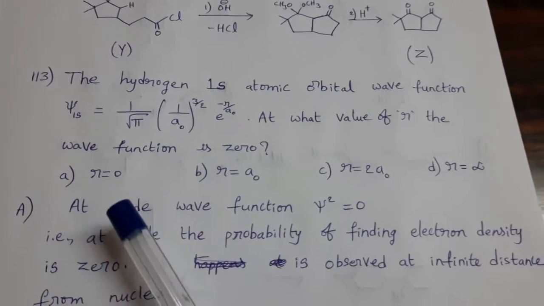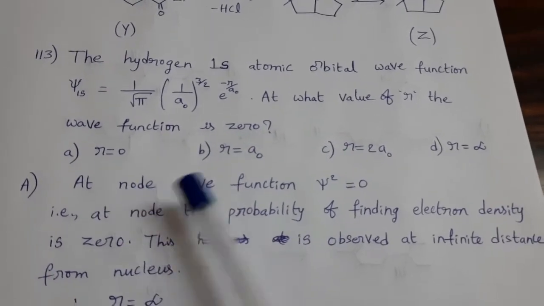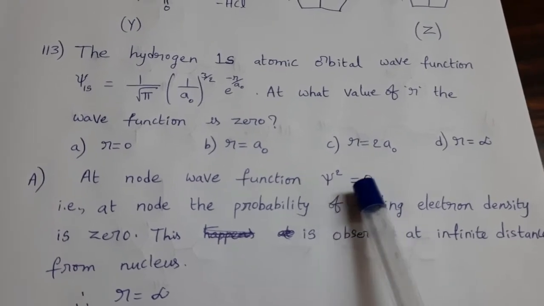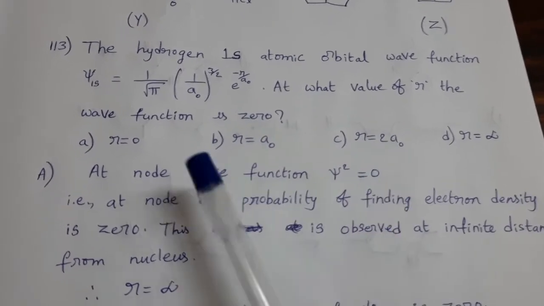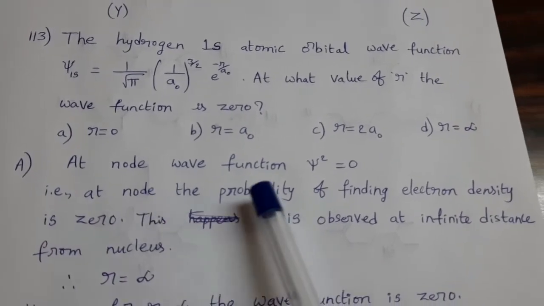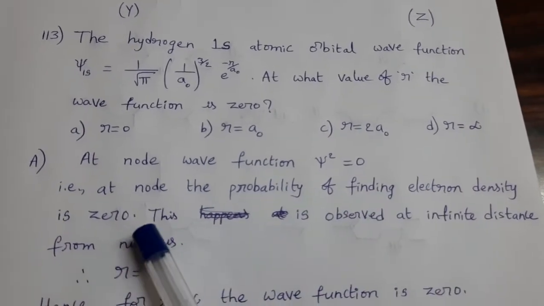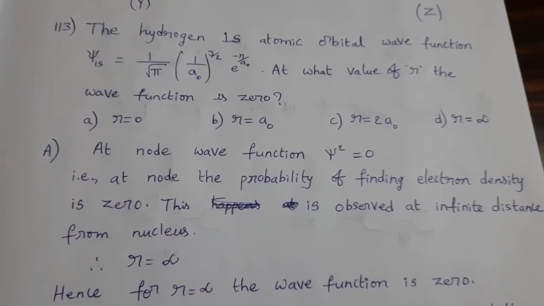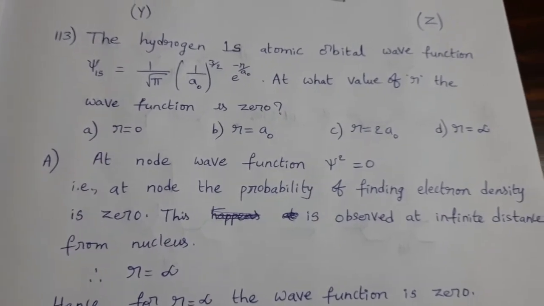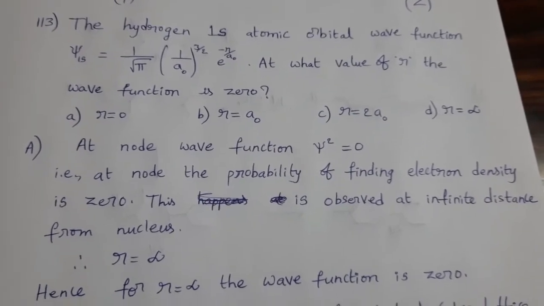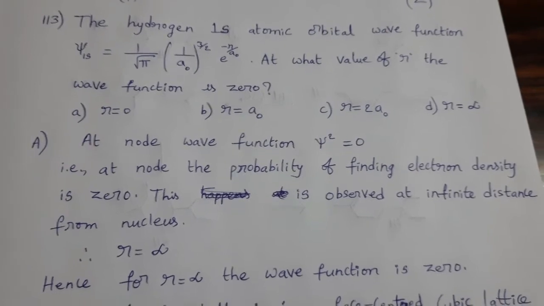Okay, say this. At a node, wave function psi square equal to 0. That means at a node, the probability of finding electron density is 0. Generally, inside the atom, the place where the probability of finding an electron density is 0 is called a node.